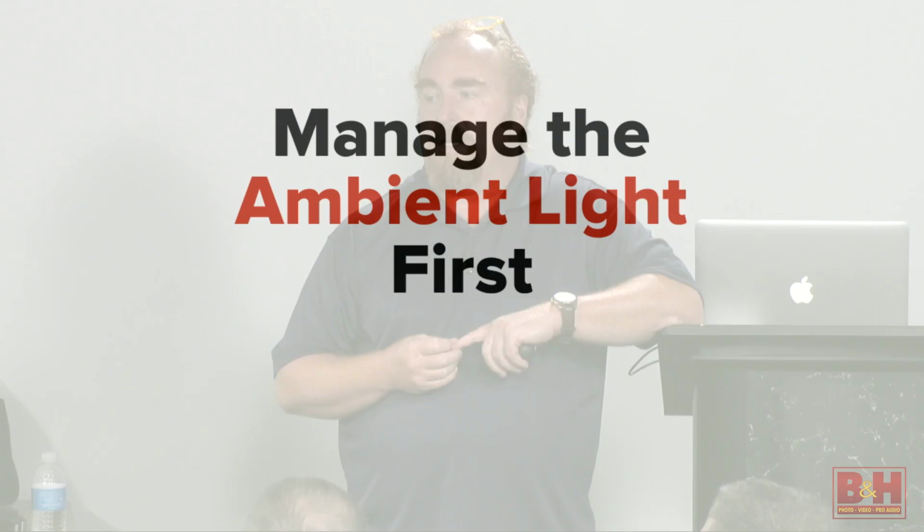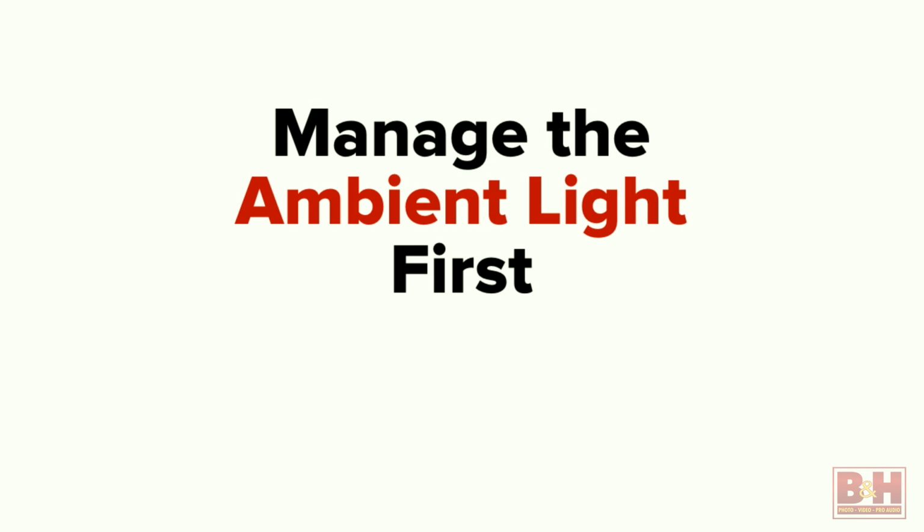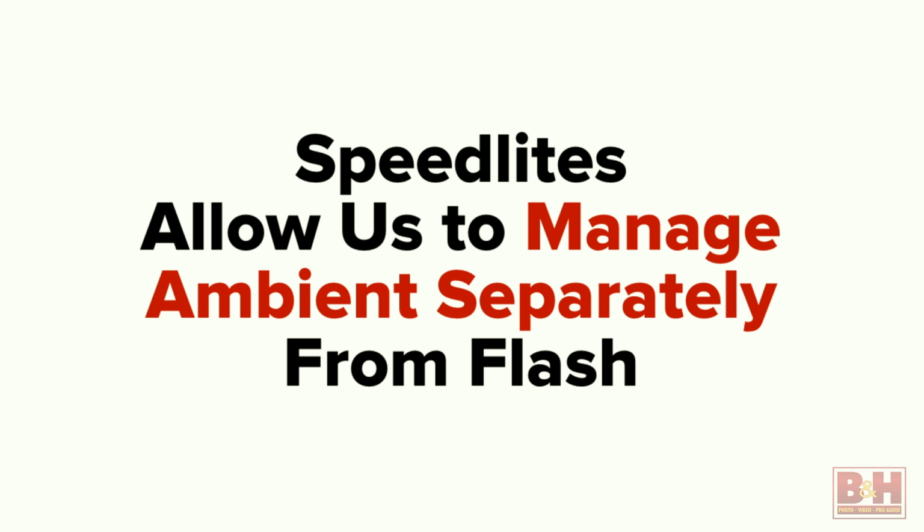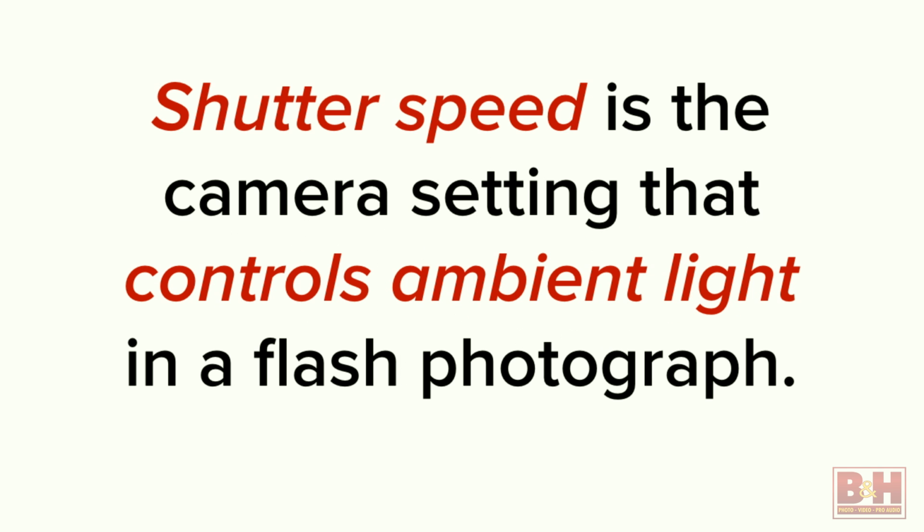And how do we do this? How do we control the manual or the ambient light first? Because Speedlites allow us to think about them and use them independently of each other. All right, shutter speed. This is a boring slide, but if you're taking photos of slides, take a photo of this slide. Shutter speed is the camera setting that allows us to control ambient light in a flash photograph.